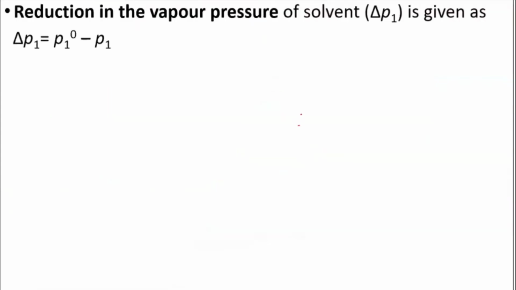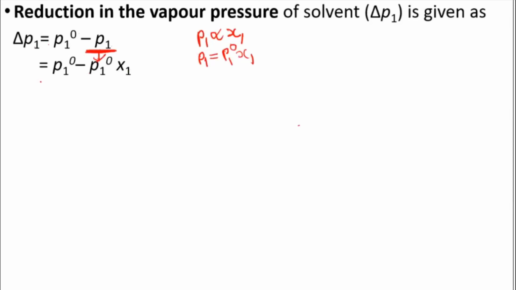Next, reduction in the vapor pressure, I am writing as delta P1 is equal to P1 naught minus P1. Now you know what the P1 naught value is, right? According to Raoult's law, P1 is directly proportional to the mole fraction, correct? So I can remove the proportionality sign and write P1 is equal to P1 naught into X1. I have just substituted that P1 here, so that is P1 naught into X1.